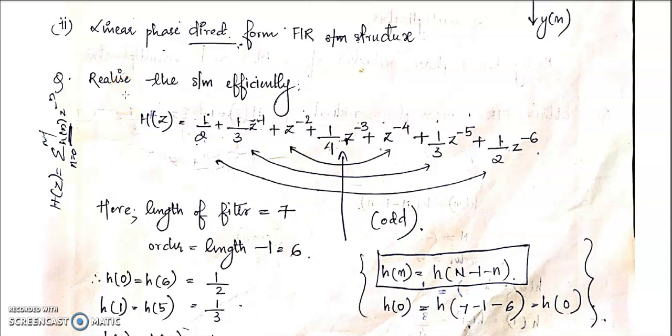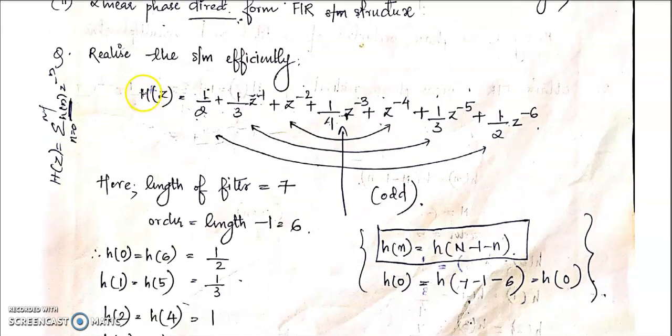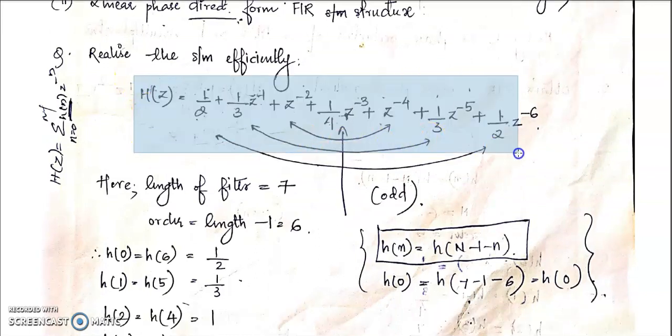Hi, next we discuss the linear phase direct form FIR structure. It is otherwise known as the efficient realization of FIR structure. Here we efficiently realize the FIR filter. We consider an example. The transfer function H of z is given here.